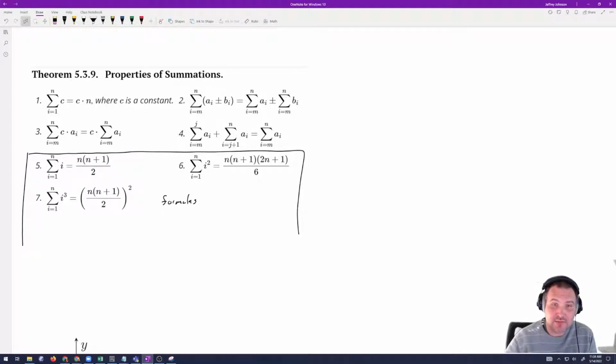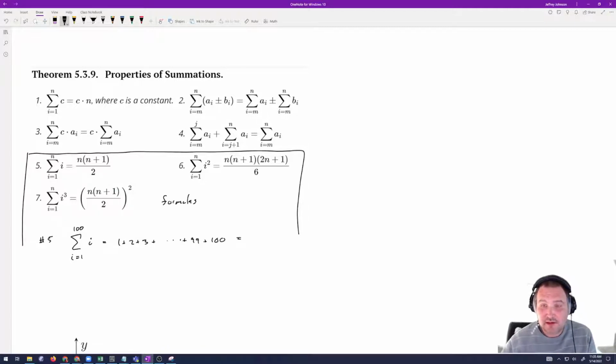So, for example, in number 5 here, this tells us what if we want to sum going from 1 to 100 of i. Well, that's 1 plus 2 plus 3 plus all the way up to plus 99 plus 100. And this tells us a formula for it. Okay? Now, there's fun ways to think about this, but the formula says to take n, which is 100 in this case, multiply it times n plus 1, which is 101 in this case, and divide it by 2.